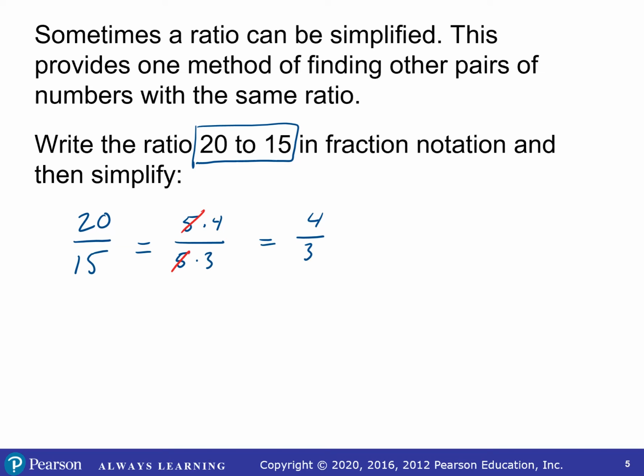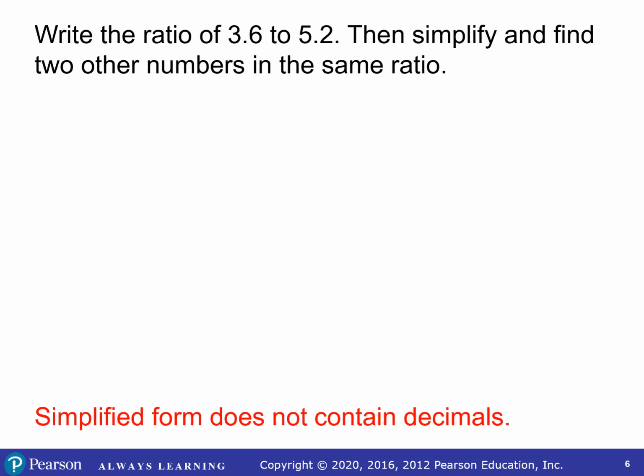Like I said, if a fraction contains a decimal, it's not considered in simplified form. So let's write the ratio of 3.6 to 5.2 in fraction notation, and then simplify it. The unsimplified form would be 3.6 over 5.2. Now, to simplify this, we have to get rid of the decimals. We could do that by multiplying by 10, basically moving the decimal point one place. So 10 on top, 10 on bottom. Basically we're multiplying by 1, because 10 over 10 equals 1.